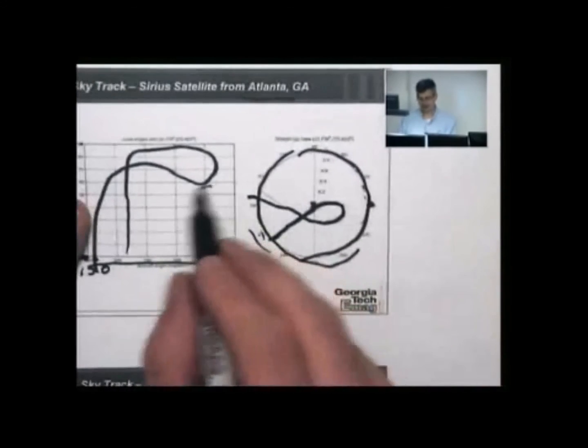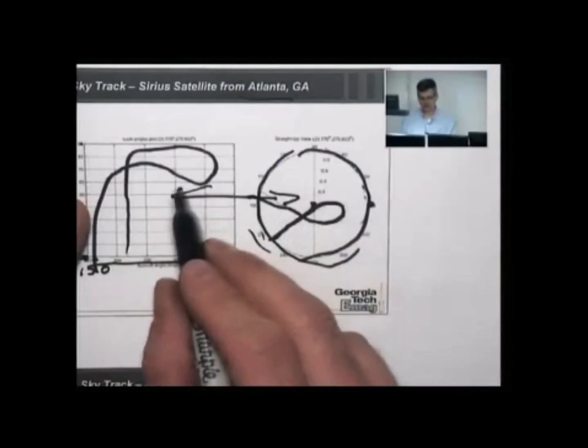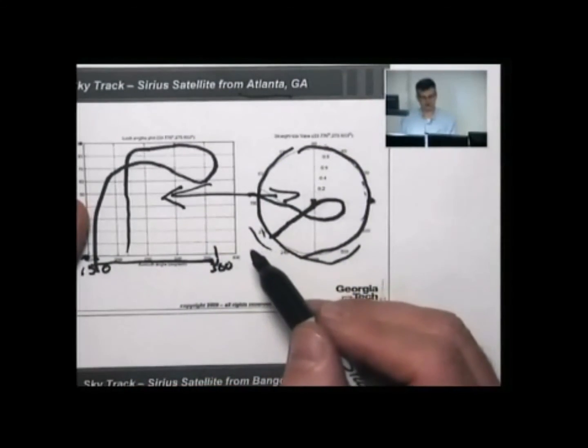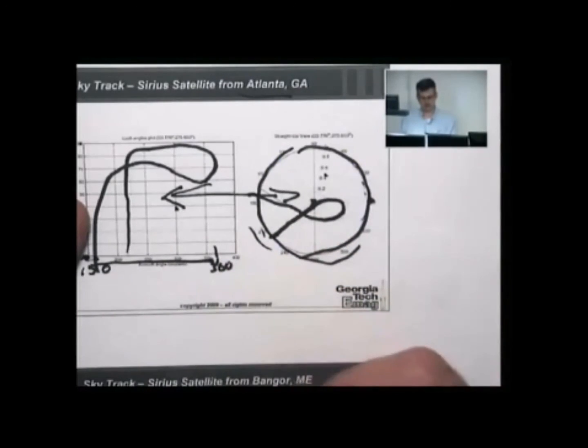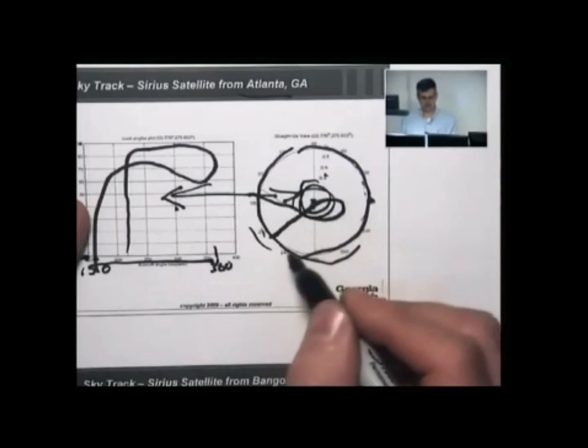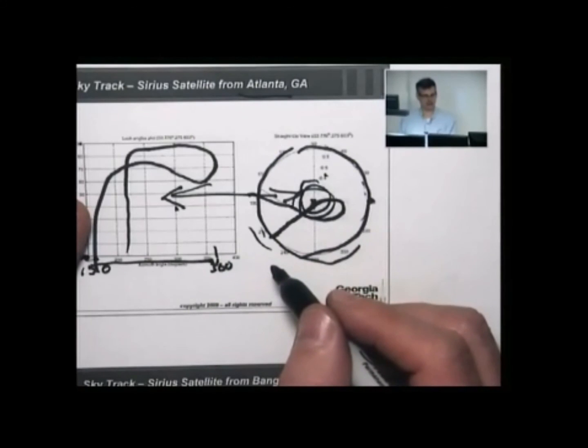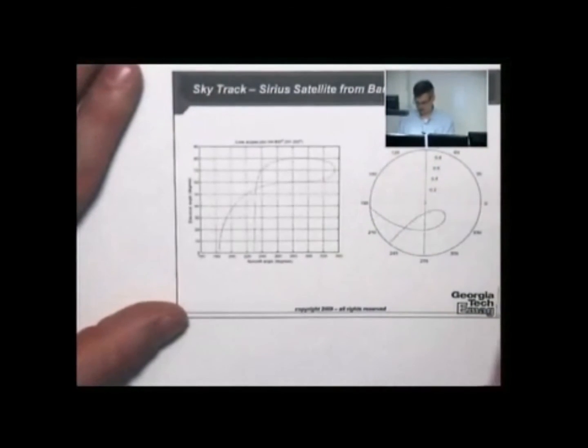So they're really the same plots. You can plot your sky track however you like, this one or that one. I myself kind of like this one because it's a little more accurate. You can kind of envision yourself laying on the ground and looking up at the sky. So that's the satellite and how it would look from Atlanta, Georgia.